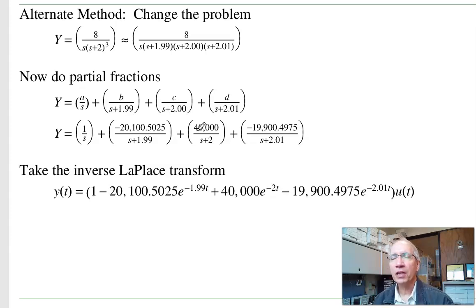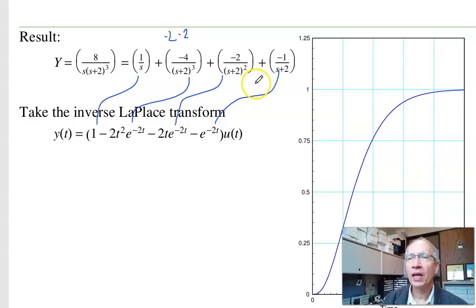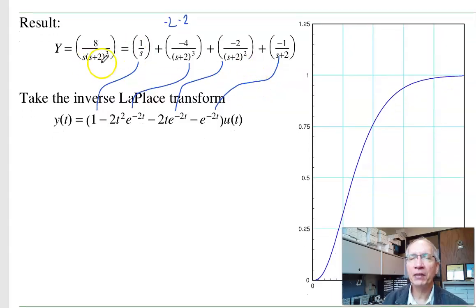Now there's a couple ways to solve these problems. This is the exact solution. And in statistics, you can get repeated poles. Like if this is the time for 1 atom to decay, s plus 2 cubed is the time for 3 atoms to decay. You can do that.